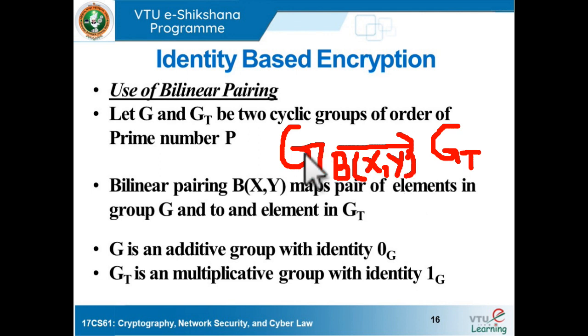The elements in the group G are mapped to a target group element with the help of bilinear mapping. Over here two elements are mapped to an element in a target group. Now let's see further requirements. G is an additive group with an identity of 0 of G, whereas the target group GT is a multiplicative group with identity 1G.